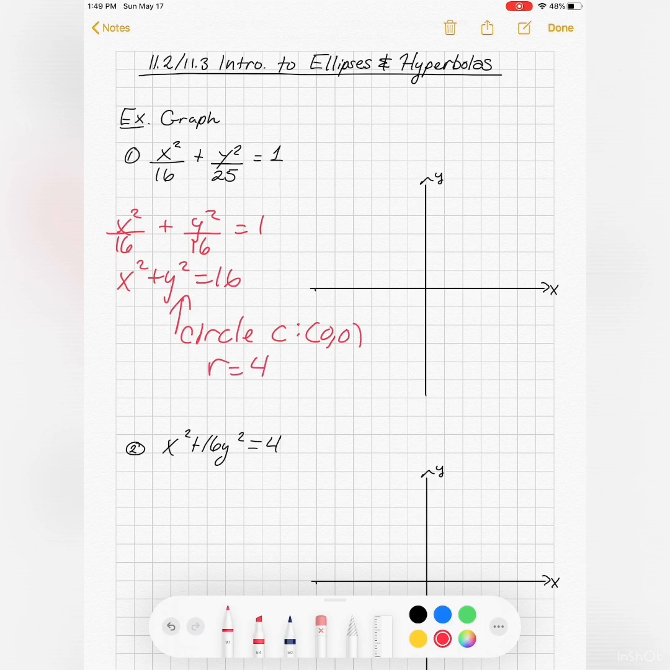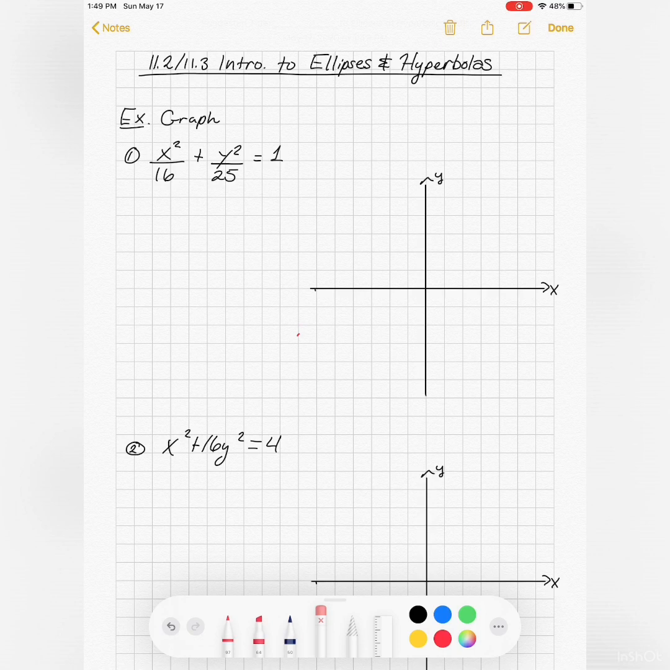Okay, so this guy looks almost like a circle, but you notice the denominators, the coefficients on the x squared and y squared are different. So this is not a circle, and then that means I actually have a stretch factor. So either the x or y has actually been stretched. So actually this is an oval. We call that an ellipse.